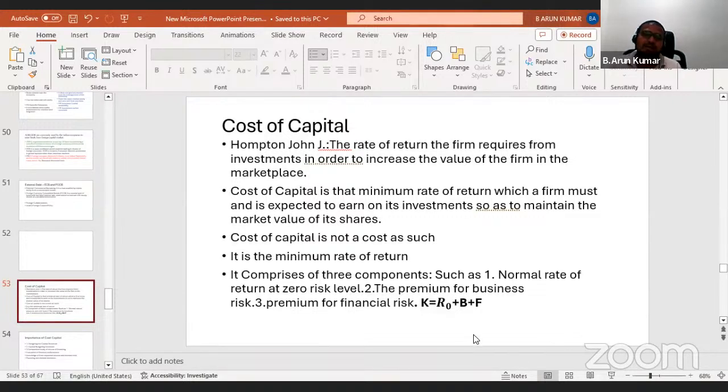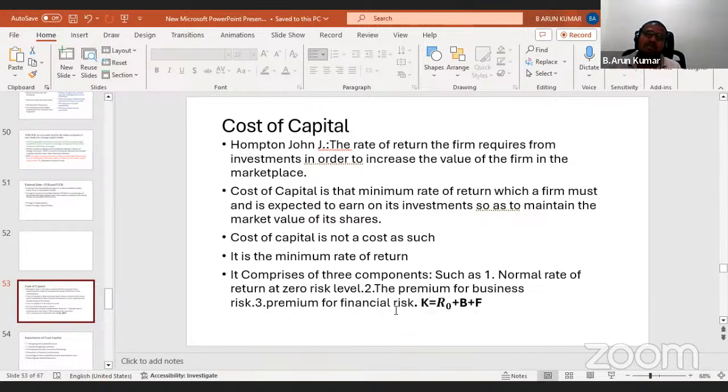Second one is the premium for the business risk. It means that the person is not investing in the bank, but is taking some risk to invest his money in a particular business. For that purpose he needs some more rate of return compared to the bank rate. We call this the premium for the business risk.